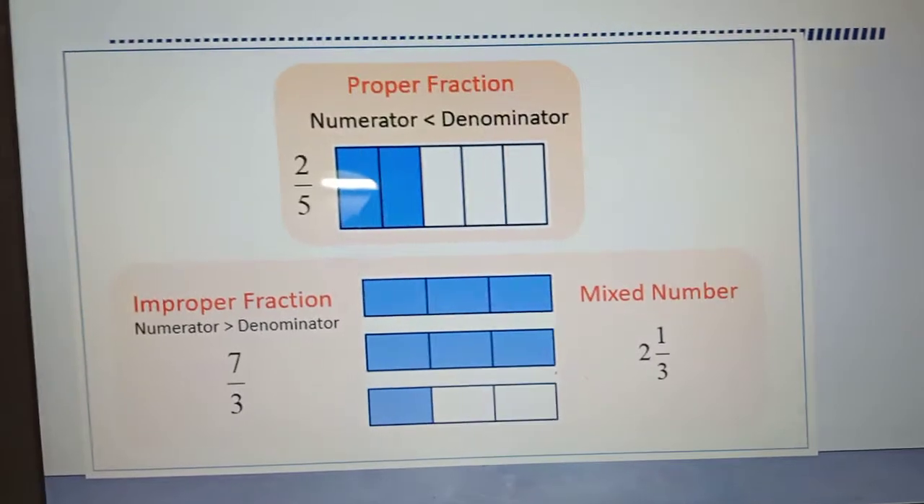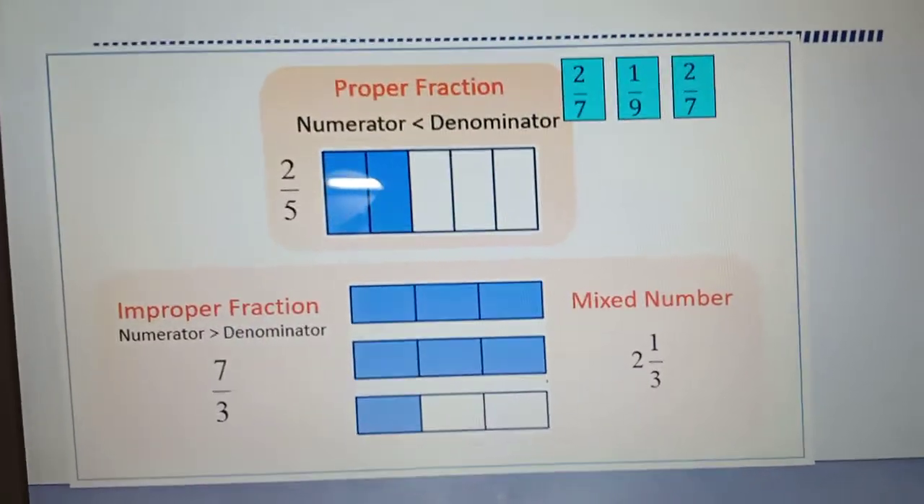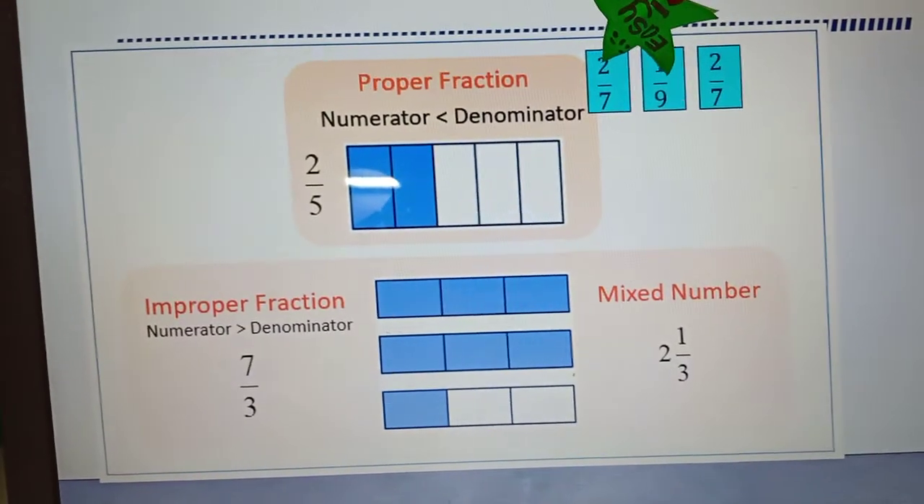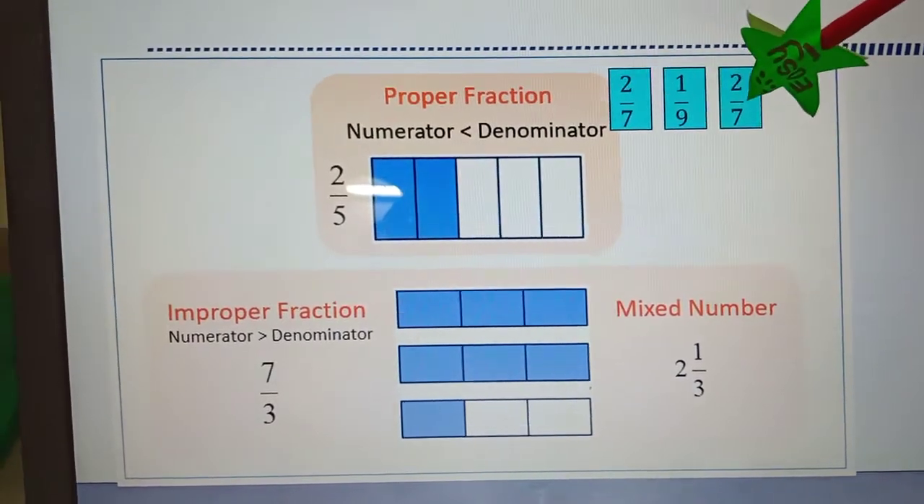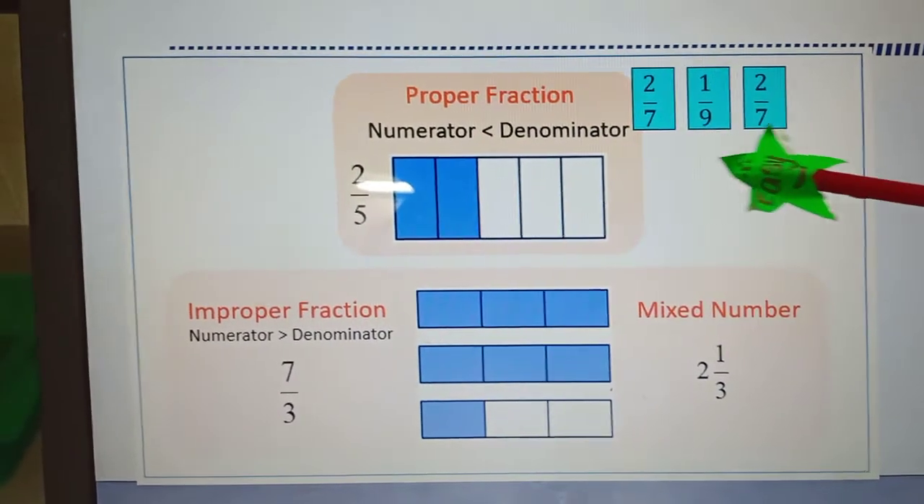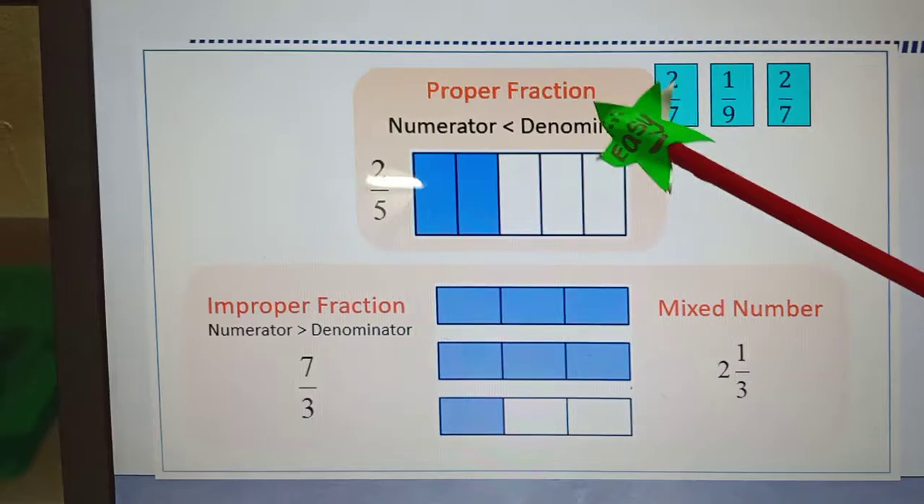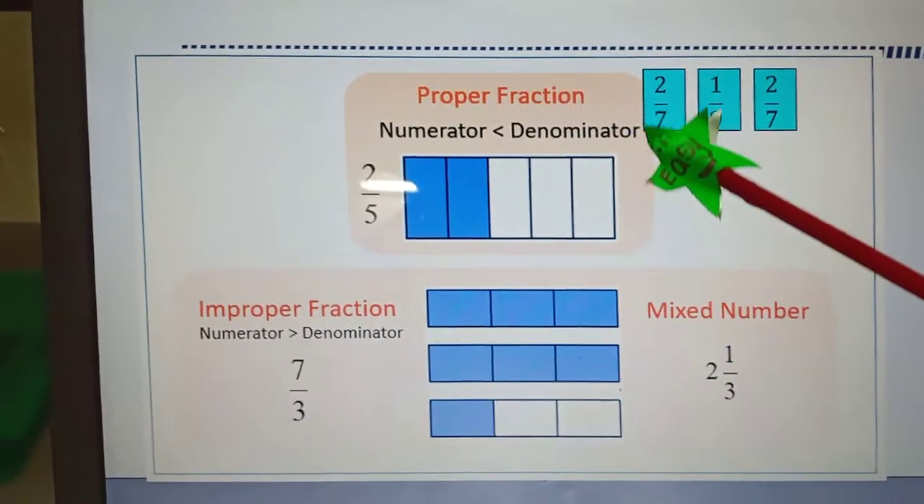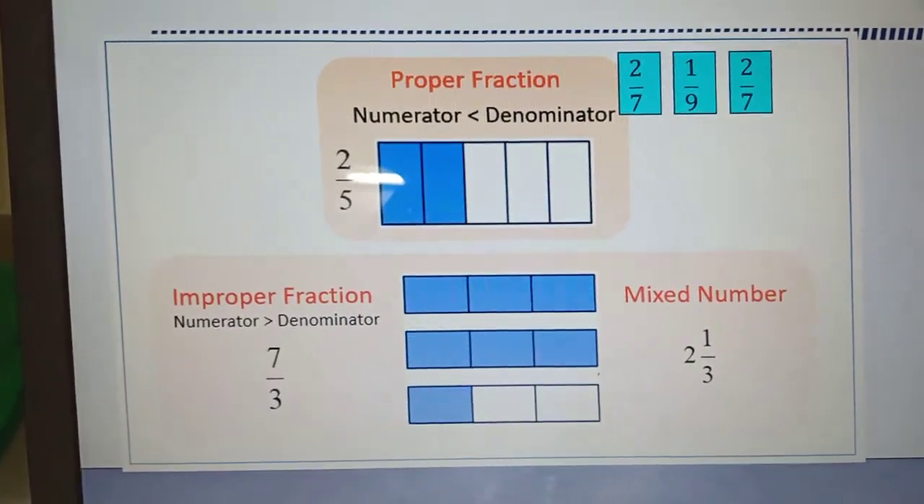Okay, we see some examples of proper fractions. Can you see? The numerator is smaller than the denominator. 2 over 7, 1 over 9, 2 over 7.